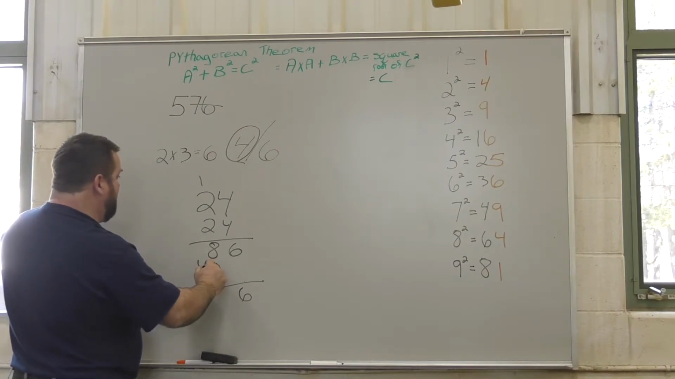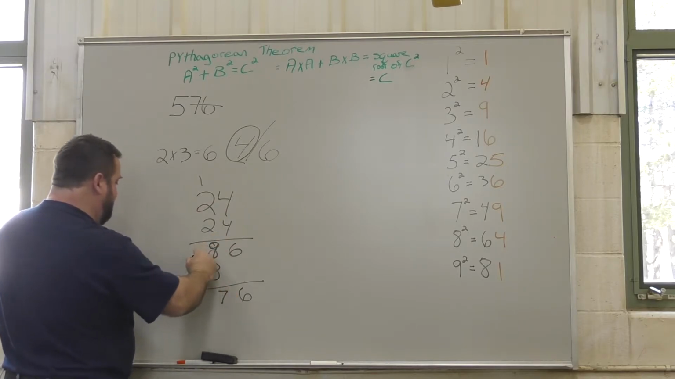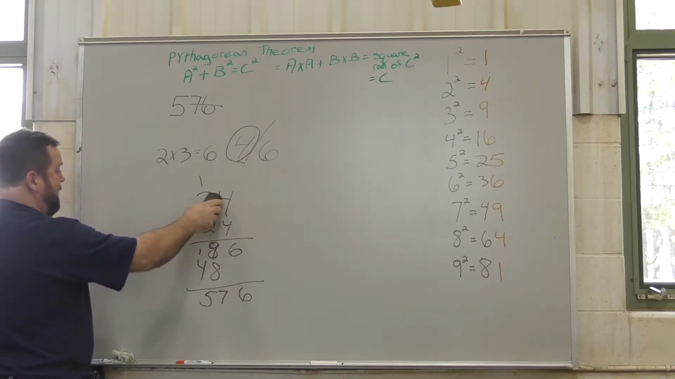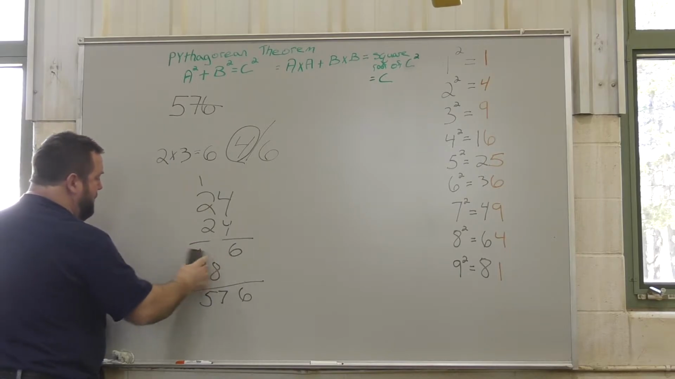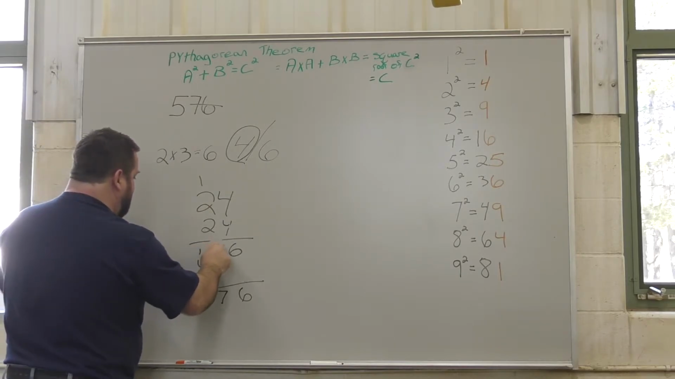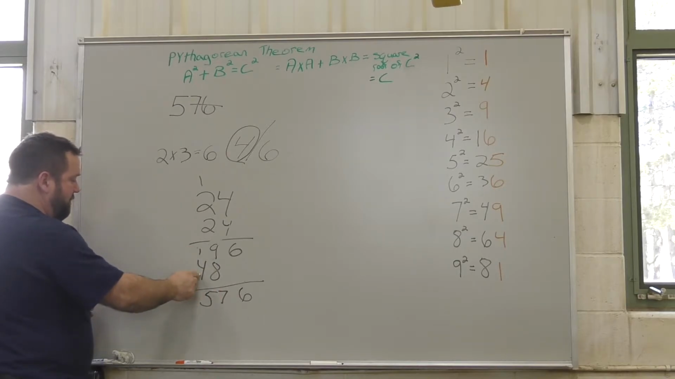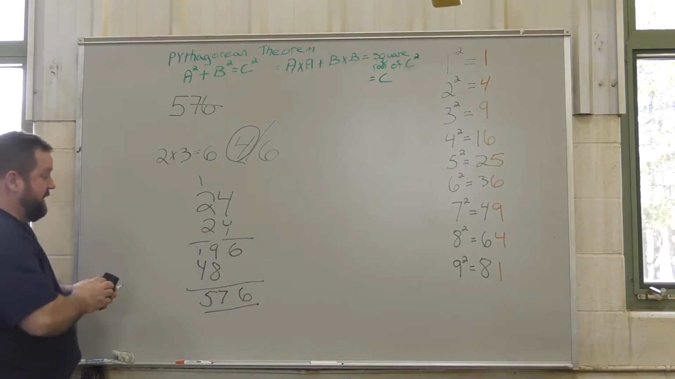I missed one number. Oh, this has got to be a 9, 7, 6. I forgot to add my 1. 4 times 2 is 8, plus 1 is 9. So this is 9. 9 plus 8 is 17. Carry the 1. 4 plus 1 is 5. Our answer is 576.